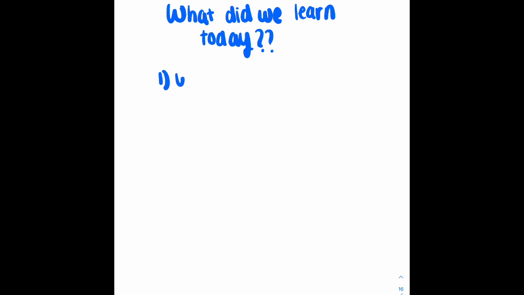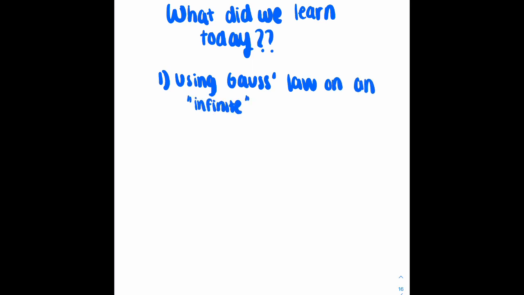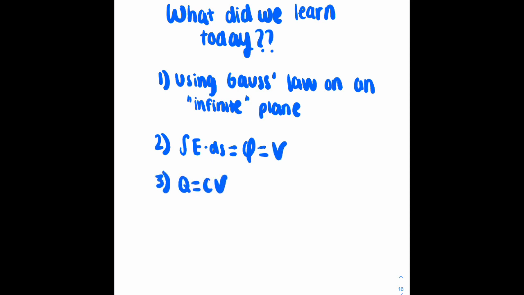So before we end today, let's quickly go over what we learned. So the first thing we covered was how to use Gauss's law to find the electric field on an infinite plane. And in our case, our plane wasn't really infinite, it was just a really big cloud. Our second thing that we covered was calculating the potential from the electric field. And then the last thing was Q equals CV to calculate capacitance.